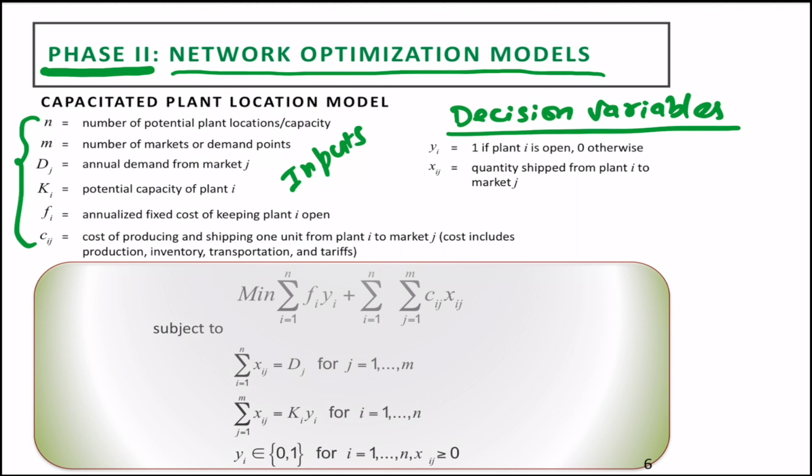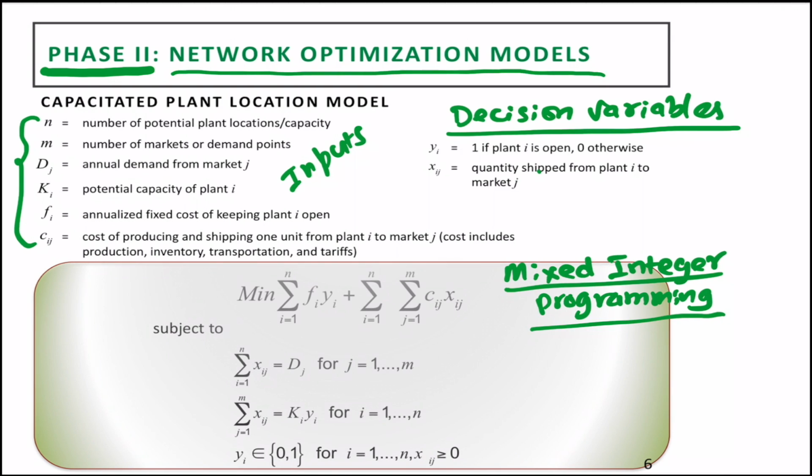So y_i is 1 if plant i is open and 0 otherwise. x_ij is quantity shipped from plant i to market j. So this problem can be formulated as a mixed integer program. If you look at this objective function here, f_i is annual fixed cost of keeping plant i open, and y_i is whether or not the plant is open.